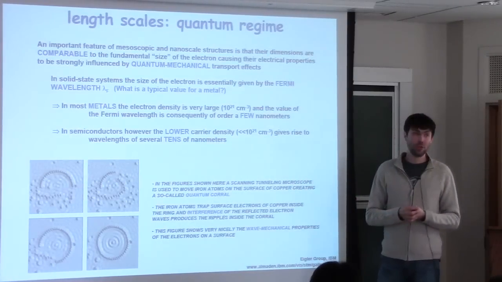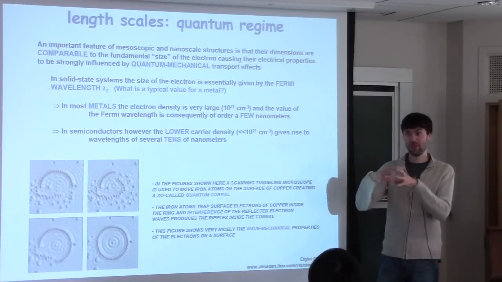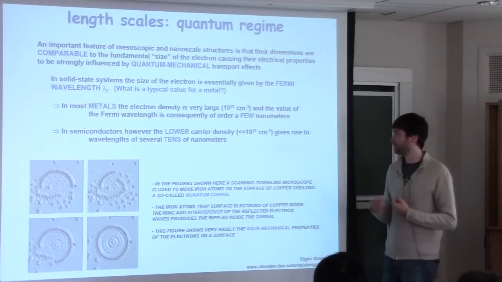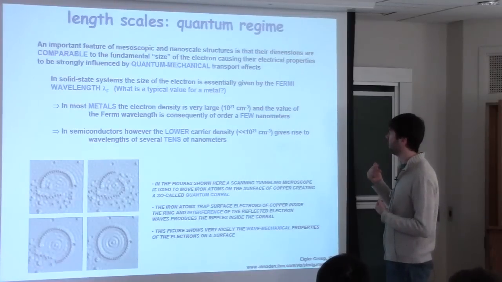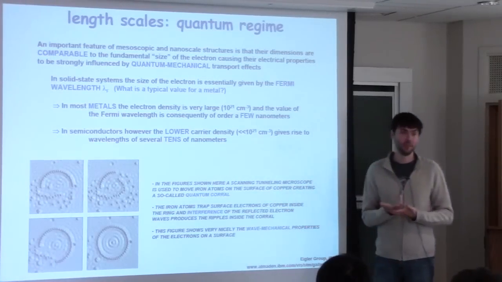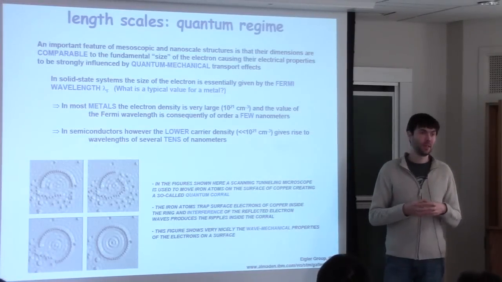So for such a low density, the wavelength of each electron, which is roughly the volume one electron occupies in K space, is much higher. So the wavelength can become tens of nanometers. So then a much larger structure will behave quantum mechanically.